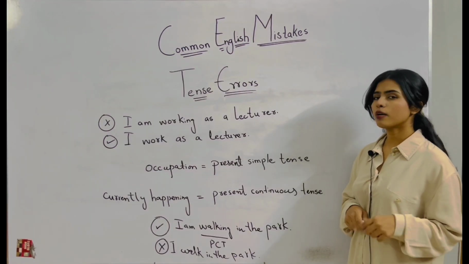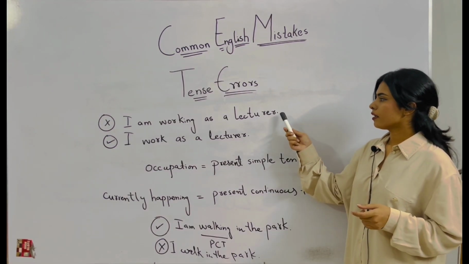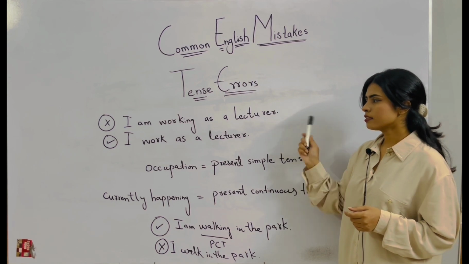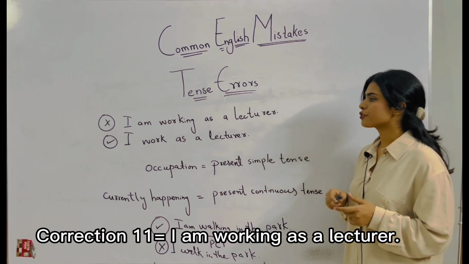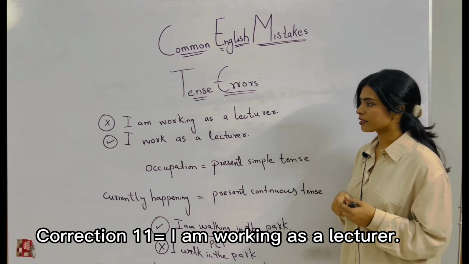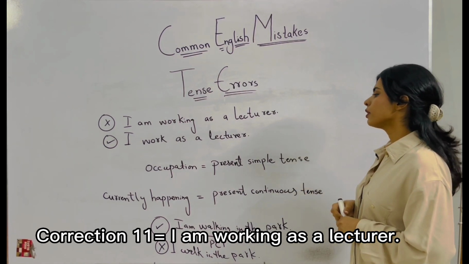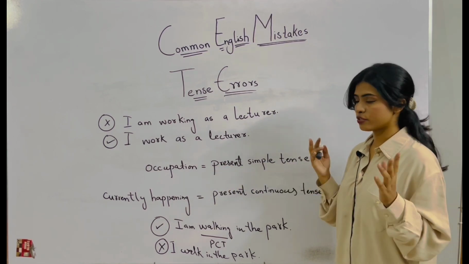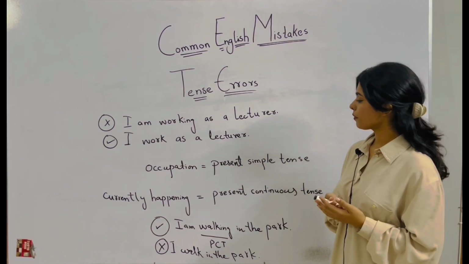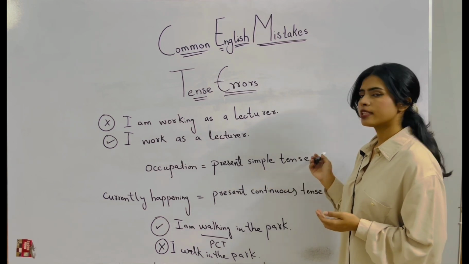Now we're going to talk about tense errors. Here is the incorrect sentence. This is the most common mistake that people make. I am working as a lecturer. It sounds like it's correct, but the thing is, whenever we are going to talk about an occupation, something that you do as, for example, a job, you're going to use present simple tense.